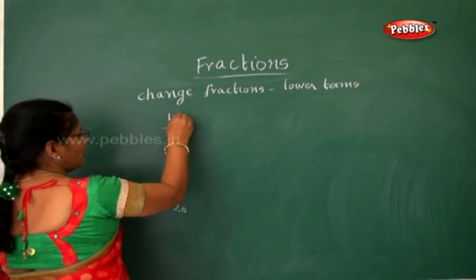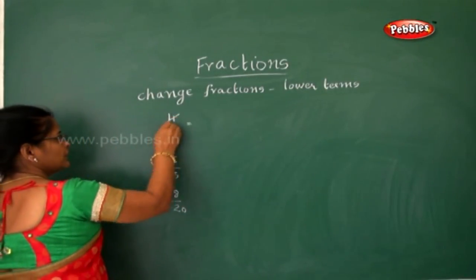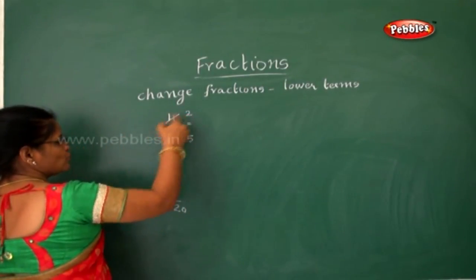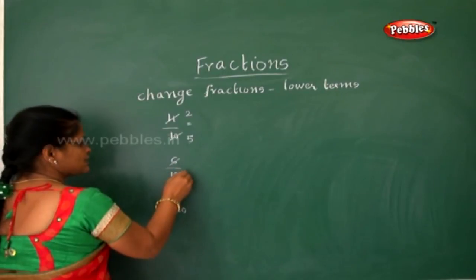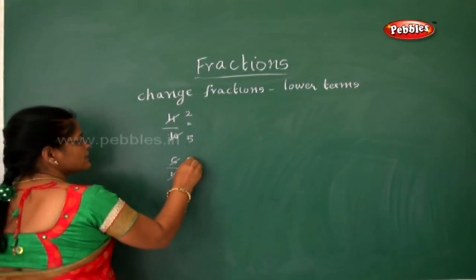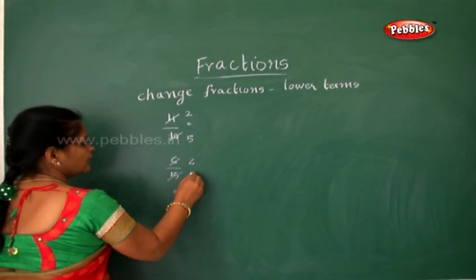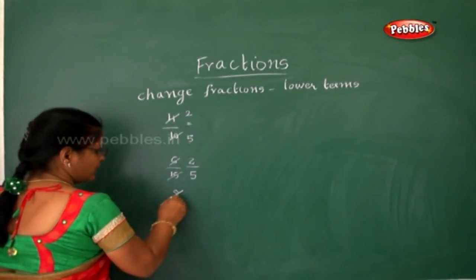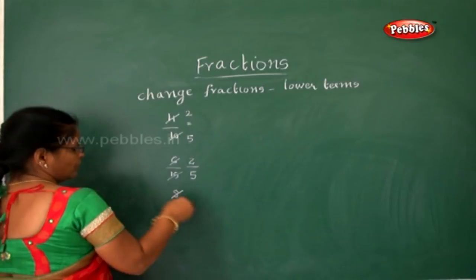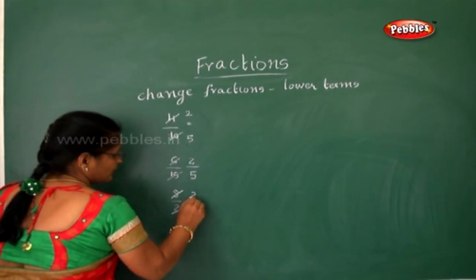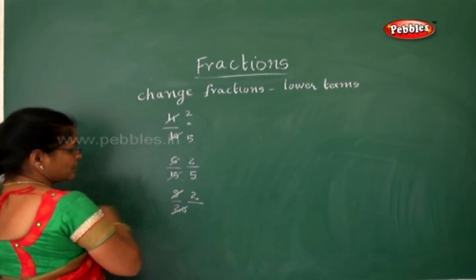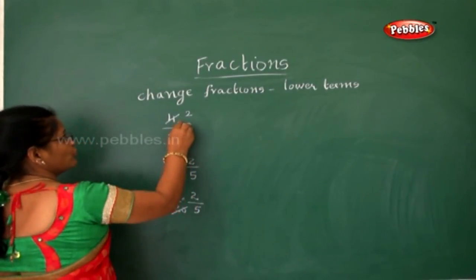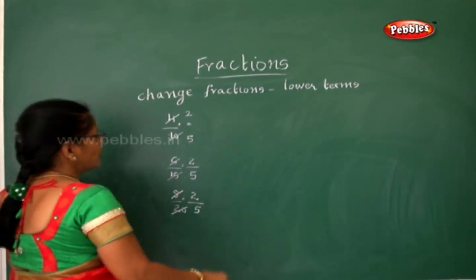Both are multiples of 2. 5 2s are 10, 2 2s are 4. Here you can take multiples of 3. 2 3s are 6, 3 5s are 15. So 2 by 5. Here you can take multiples of 4. 2 4s are 8 and 4 5s are 20. So 2 by 5. This is how you change the fractions into lower terms.